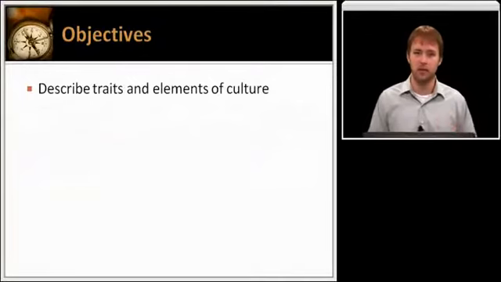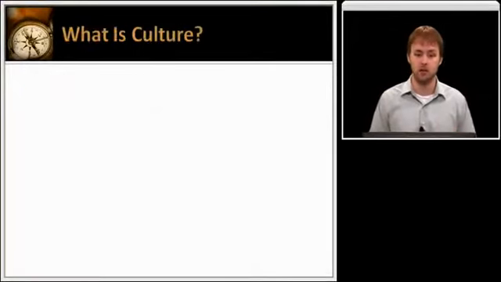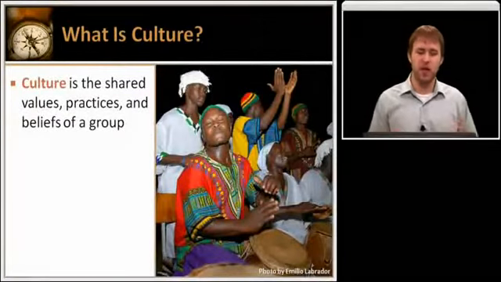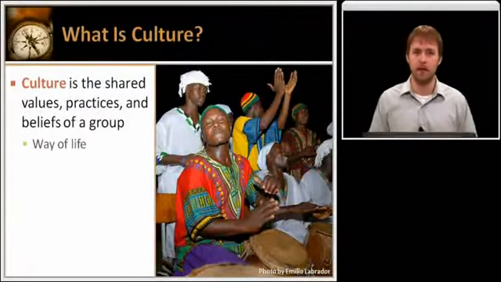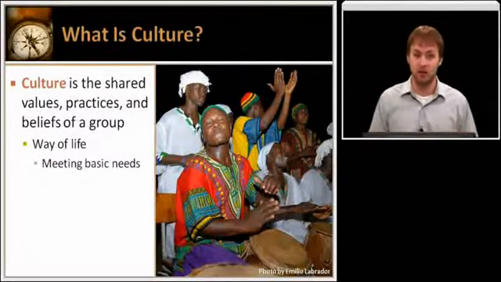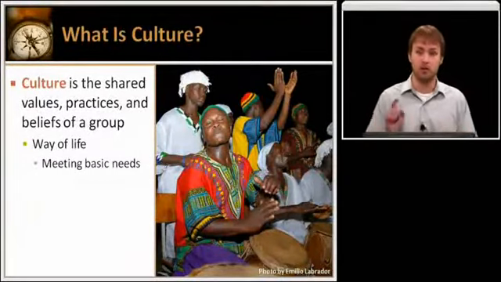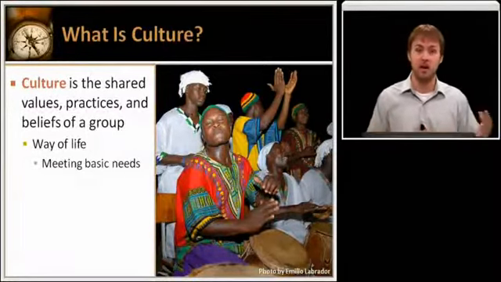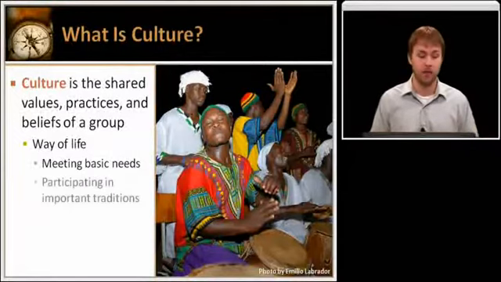Now, in this section, we're going to focus on the first objective only, and that's to describe traits and elements of culture. So what is culture? Culture is the shared values, practices, and beliefs of a group of people. And it essentially defines the way of life for this group. It involves meeting the basic needs for the people in this group. You know, the types of clothing that they wear, how they feed themselves. Do they rely on the land, or do they hunt and gather for food?